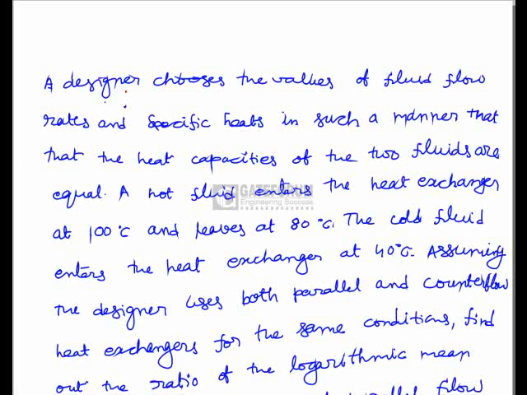A designer chooses the values of fluid flow rates and specific heats in such a manner that the heat capacities of the two fluids are equal. A hot fluid enters the heat exchanger at 100 degrees centigrade and leaves at 80 degrees centigrade. The cold fluid enters the heat exchanger at 40 degrees centigrade.